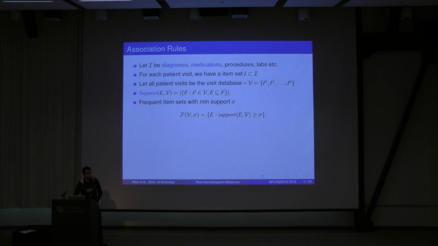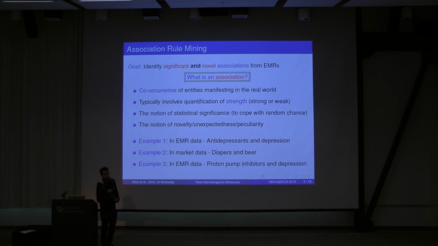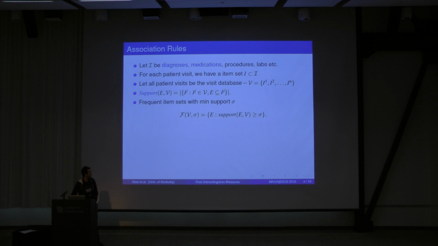So the question here: when you look through different records in the EMR data, you find, in example 1, that records that mention antidepressants tend to mention depression. In example 3, you find particular records that have both proton pump inhibitors and depression, and this is actually surprising. So this one has novelty. Yes, exactly, and I will show how novel it is, how we decide novelty.